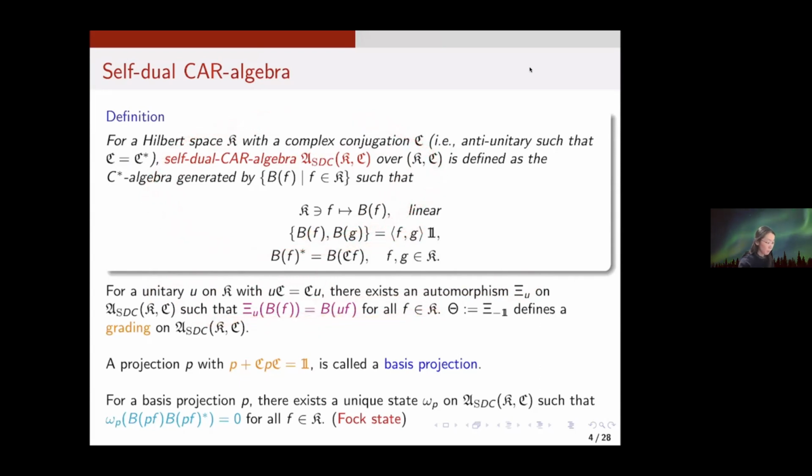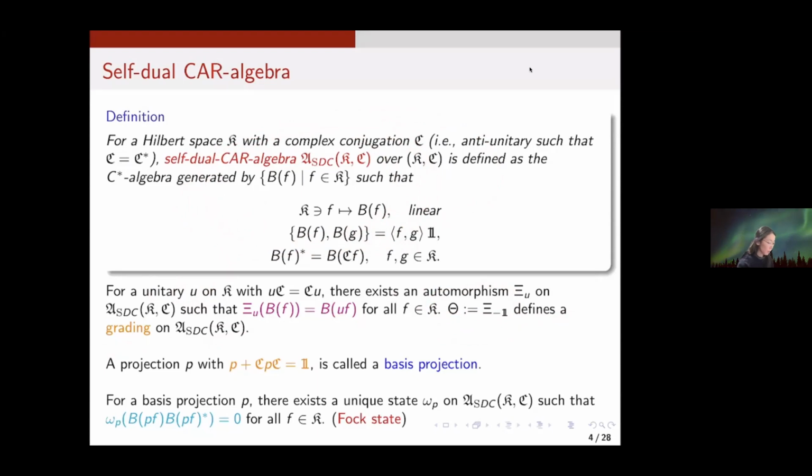So there are a lot of such automorphisms, but among them, the most important one for us is the case that U equals minus identity, which I denoted by theta here. It's important because it gives a grading on our self-dual CAR algebra. Namely, this self-dual CAR algebra can be represented as a direct sum of the odd part and even part of this CAR algebra. So like this, our CAR algebra got a grading. So that was about automorphisms.